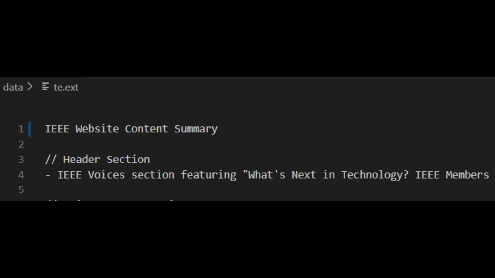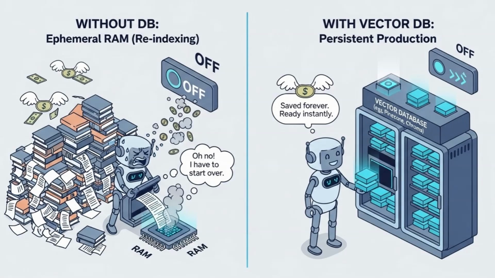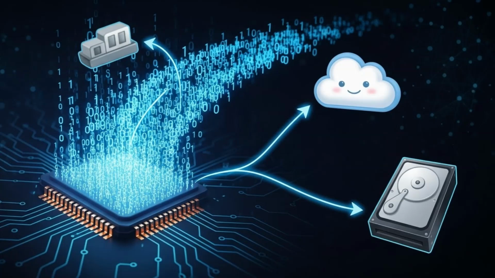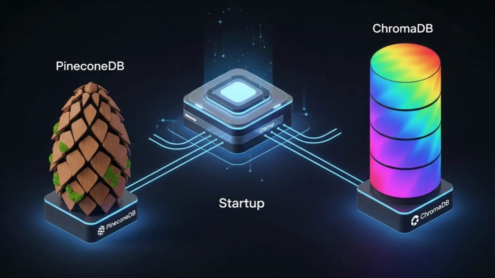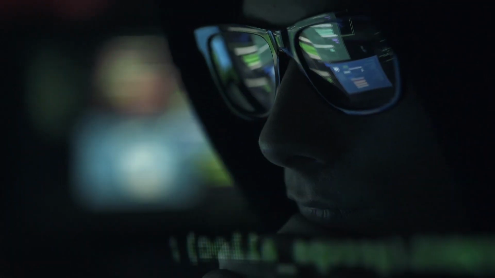Now, there is a catch. If you restart that script, it re-indexes everything. That's slow and expensive. In production, you need to save to a vector database. Llama Index makes this easy with Persist. This saves your index to your hard drive or cloud. For a real startup, you would connect this to a vector database like Pinecone or ChromaDB. Llama Index switches between them with literally one line of code change. It is modular by design.